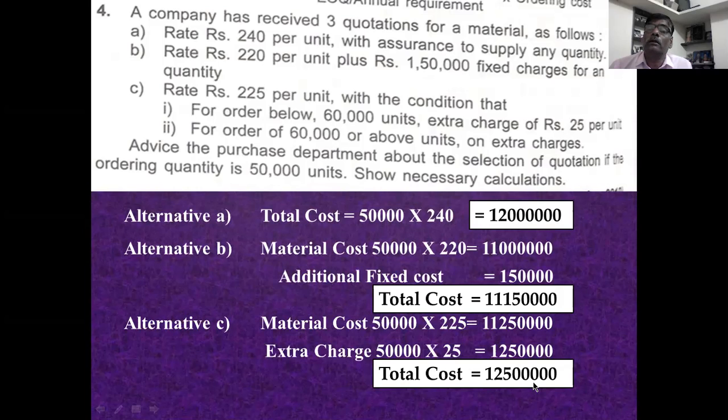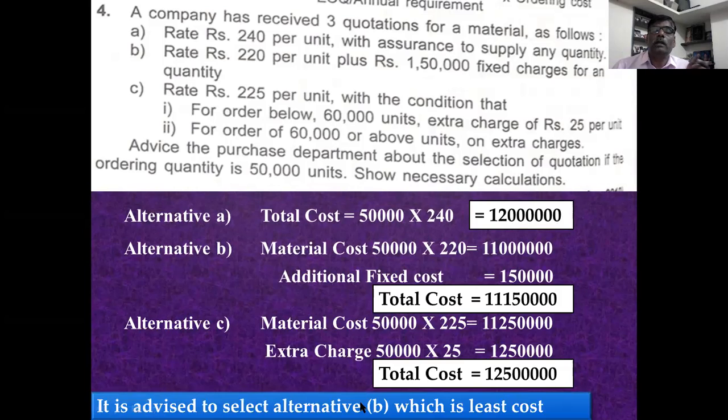Therefore, out of these three alternatives, which quotation will you prefer or suggest to the purchase manager? The alternative which is least cost is to be referred and informed to the purchase manager. Therefore, it is advised to select alternative B, which is least cost. This is the suggestion. This is a 15 marks question. We can solve it within 5 minutes.